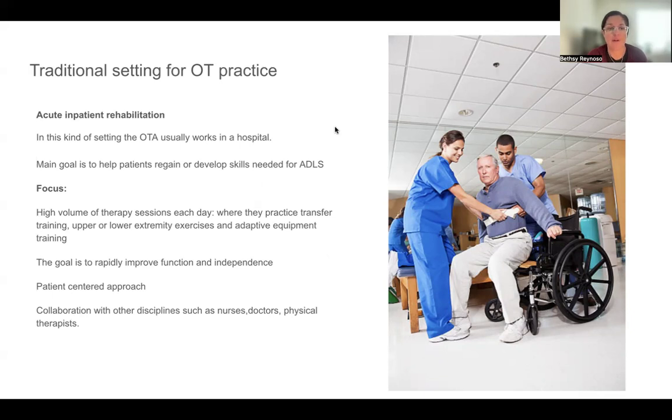It focuses on high volume of therapy sessions each day, where they practice transfer training, upper or lower extremity exercises, and adapted equipment training. This can be anywhere between 3 to 5 treatments a day, depending on the facility. The goal is to rapidly improve function and independence. It's a patient-centered approach, and it works in collaboration with other disciplines such as doctors, nurses, and physical therapists.